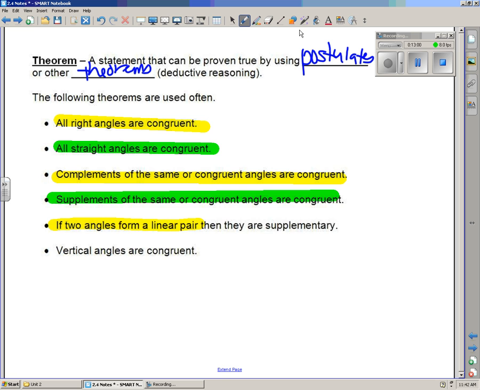If two angles form a linear pair, then they have to be supplementary. And we just touched on this one as well. Vertical angles are always going to be congruent. Okay, so then you should be good to go for the homework.